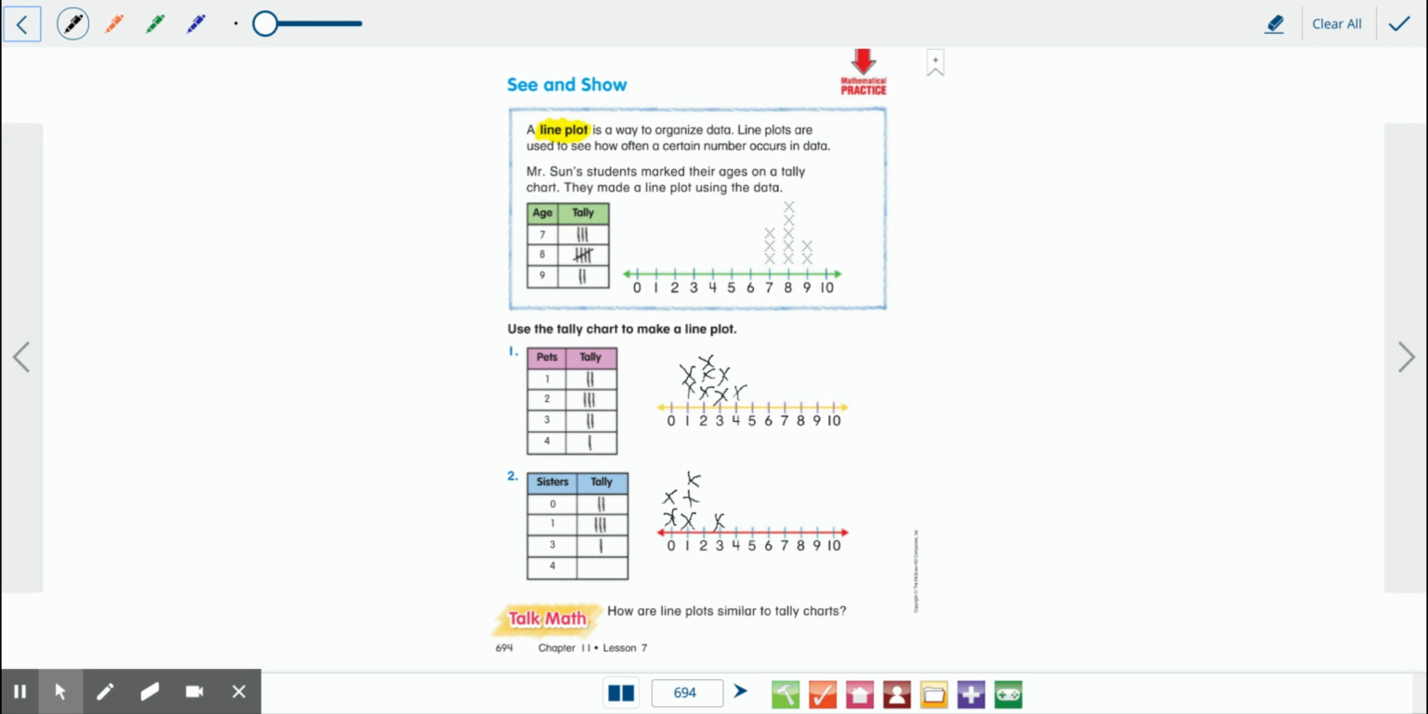So be thinking to yourself, how are line plots similar to tally charts? And then you can move on to on my own. You have 3 different tally charts, and you're going to use the data for that to complete your line plots.